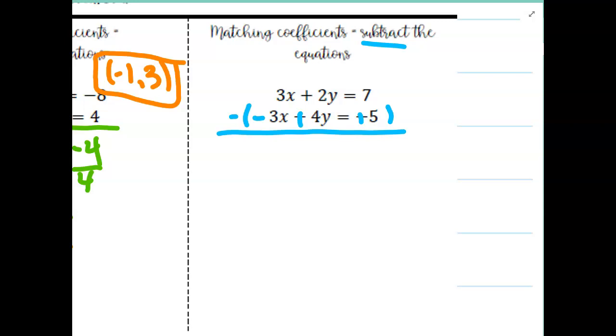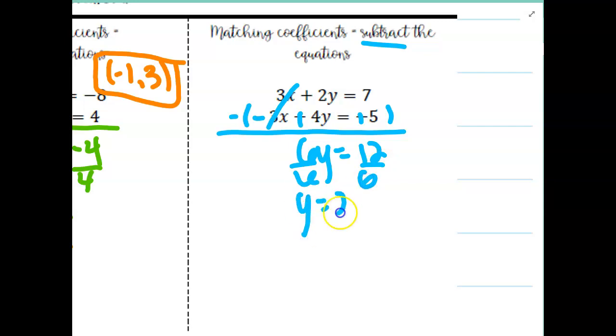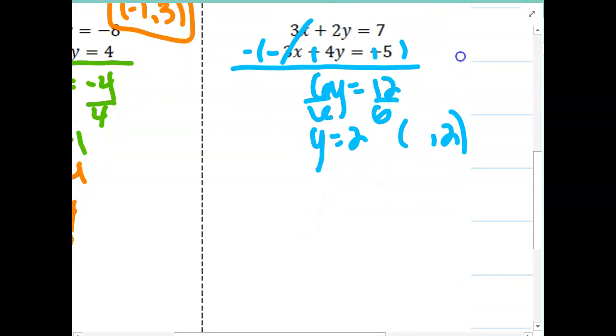Now we have opposite coefficients, so I can add those together. 3x and -3x, those are going to cancel out. 2y, this is now a positive 4y, so 2y plus 4y gives me 6y, and then 7 plus 5 gives me 12. And then to solve for y, divide by 6, we get y equals 2, which remember, my answer is something, comma something. That's your y, so your answer is something, comma 2.